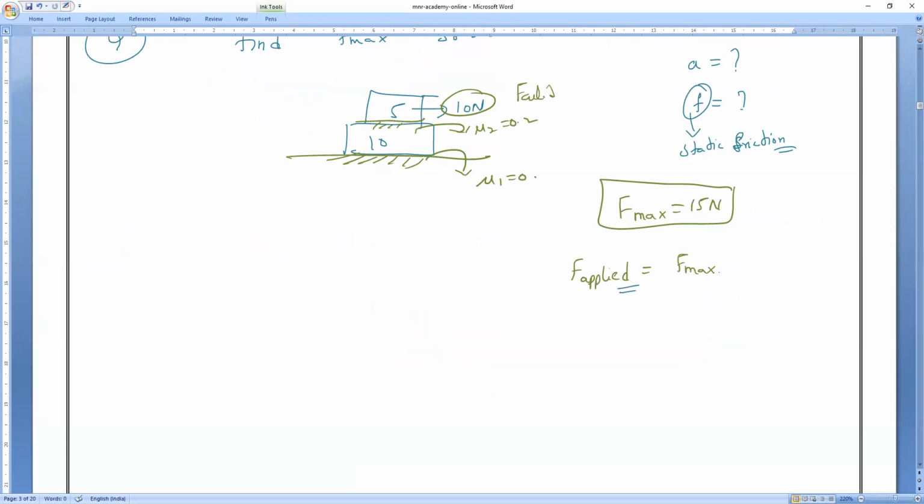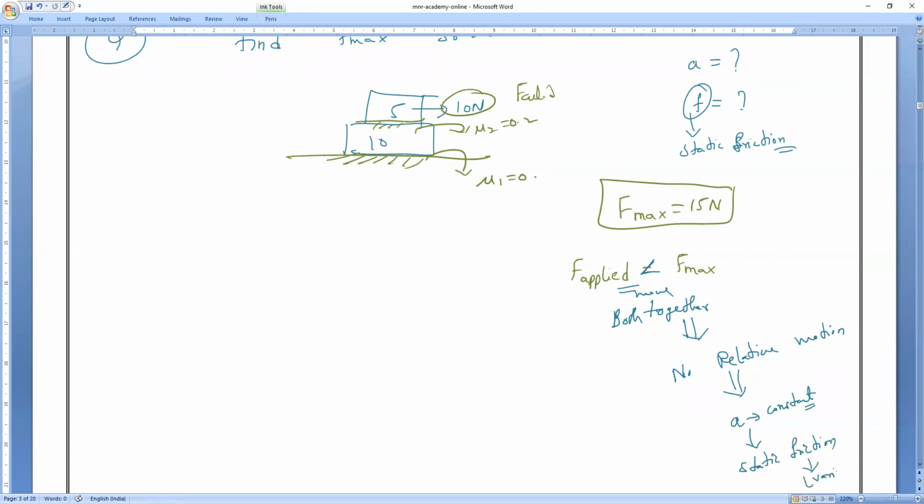So F applied is less than F maximum. So they will go together or not? Both move together. Both moving together means what? Relative motion or non-relative motion? No relative motion. No relative motion means acceleration remains what? Constant. Acceleration remains constant. So it is static friction. Static friction means does it remain constant or variable? Variable.